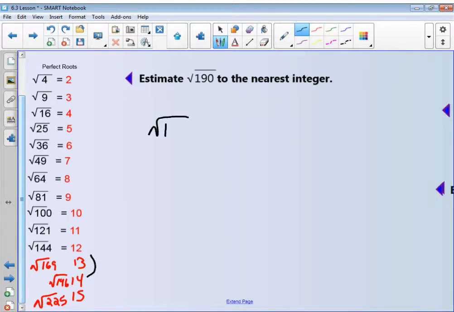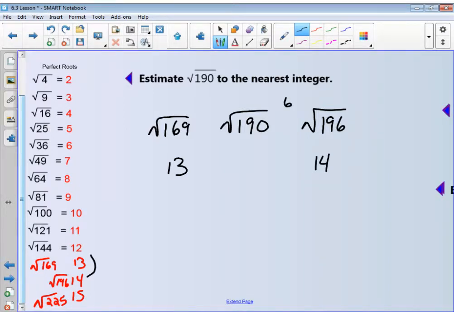So the square root of 169, which is 13. And then we would have the square root of 190. And then we would have the square root of 196, which is 14. So it would fall between the numbers 13 and 14. And it is closest to 14 because here there is only 6 difference, whereas here there's 21 different. So it's closest to 14. So the square root of 190 is about 14. It's a little under 14, but it's about 14 if we're estimating them.